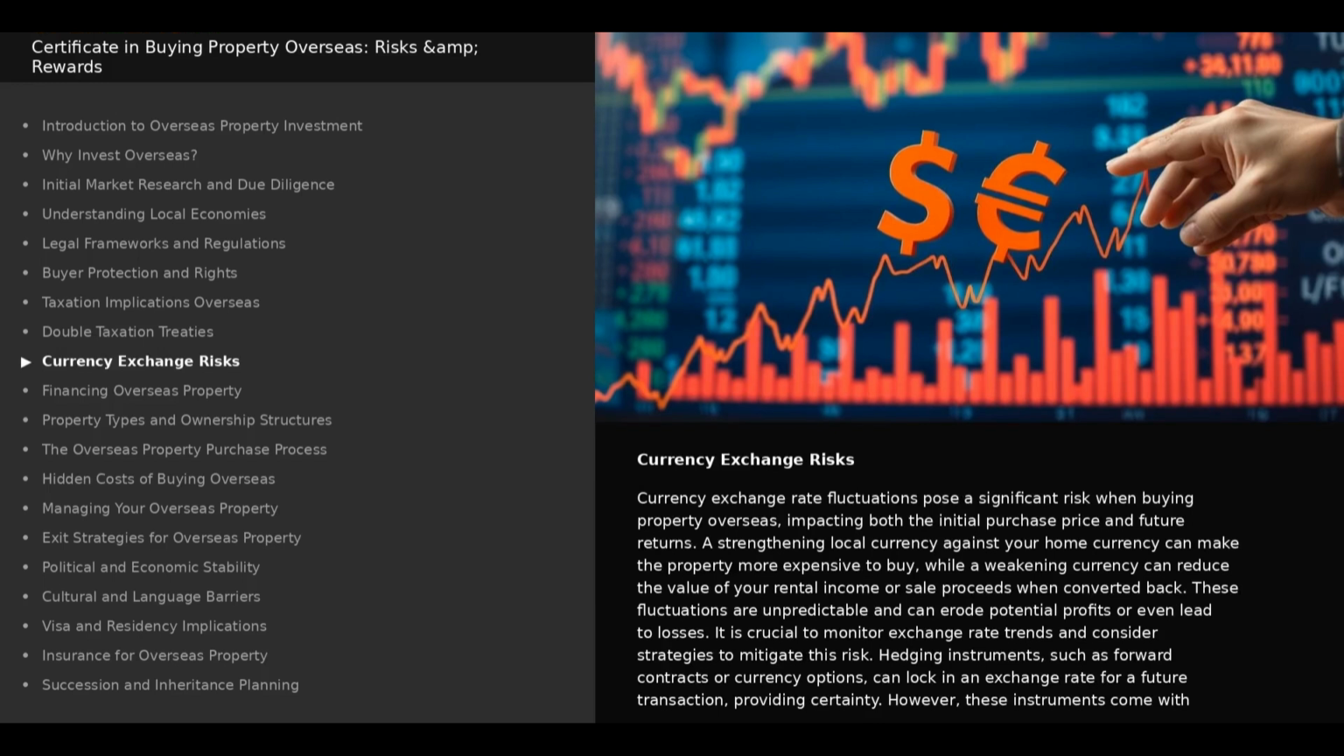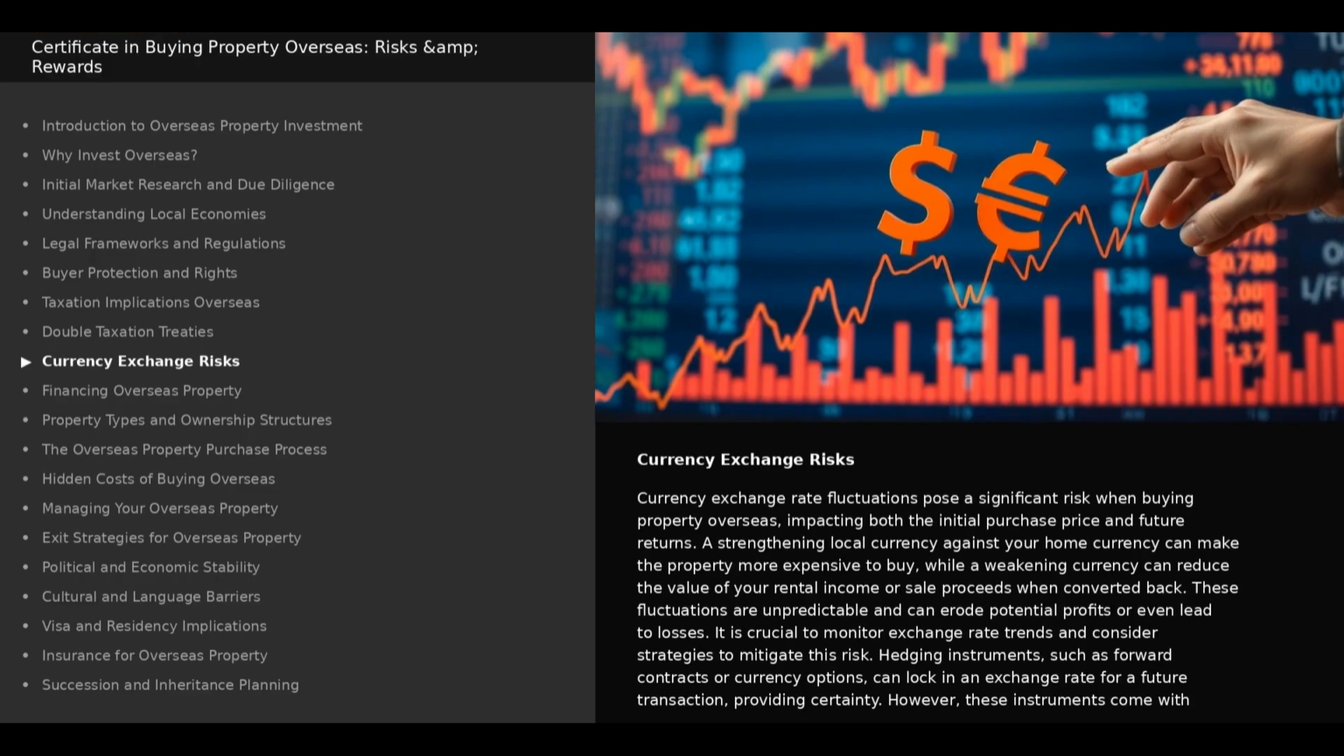Currency exchange risks. Currency exchange rate fluctuations pose a significant risk when buying property overseas, impacting both the initial purchase price and future returns. A strengthening local currency against your home currency can make the property more expensive to buy, while a weakening currency can reduce the value of your rental income or sale proceeds when converted back. These fluctuations are unpredictable and can erode potential profits or even lead to losses. It is crucial to monitor exchange rate trends and consider strategies to mitigate this risk.